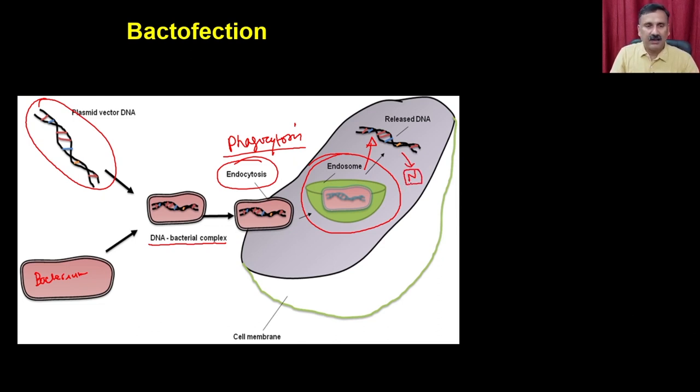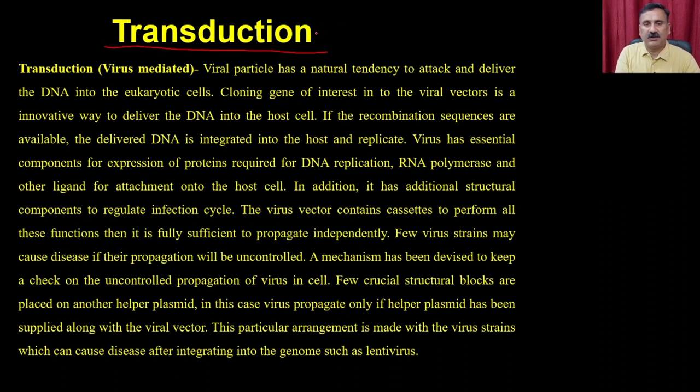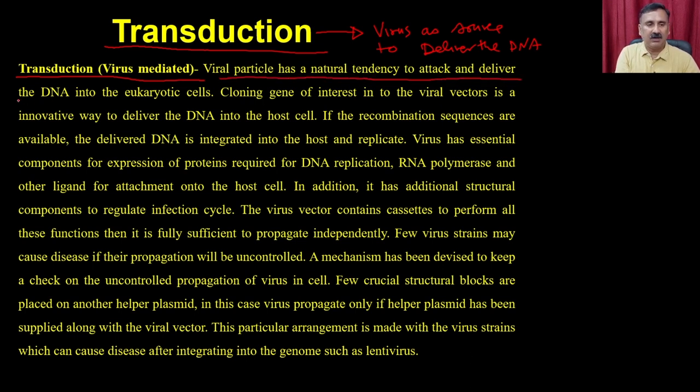Then we come to the last process, and that process is called transduction. In transduction, you are going to use a virus as a source to deliver the DNA. So transduction is the virus mediated DNA delivery into mammalian cells. A virus particle has a natural tendency to attack and deliver DNA into the eukaryotic cell. Most viruses don't have their own cellular machinery for replication, and that's why they have the inherent tendency that if you add them to the mammalian cells, they will go and attach to the mammalian cell, and that's how they inject the DNA into the cell. This DNA will go directly to the nucleus, recombine with the genome, and that's how it becomes a part of the genome.